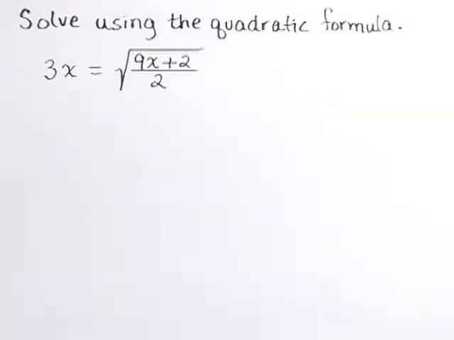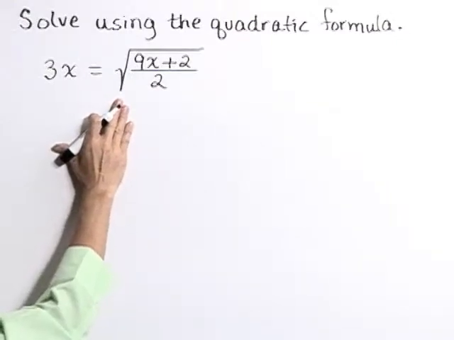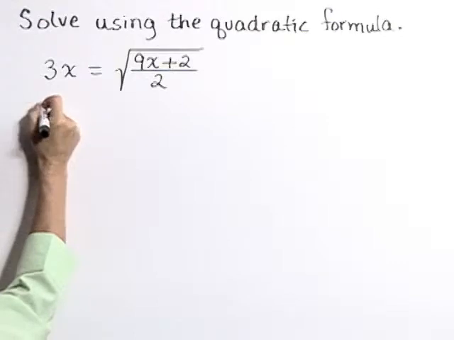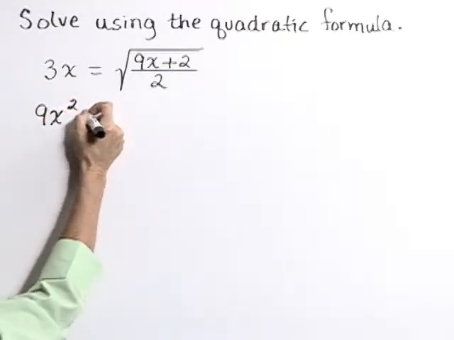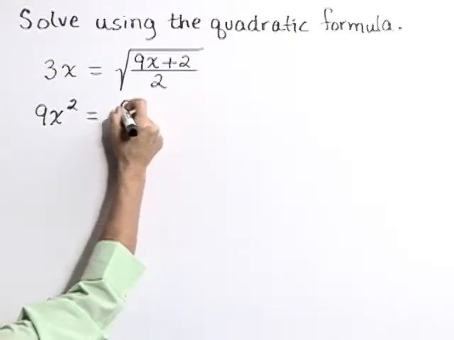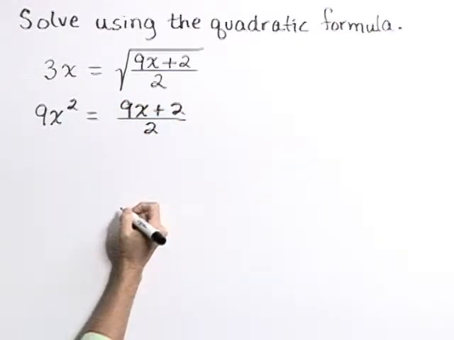Solve using the quadratic formula. The equation is 3x equals the square root of (9x plus 2) all over 2. We're going to start by eliminating the radical. We'll do that by squaring both sides. Square the left to get 9x squared. Square the right to eliminate the radical, giving (9x plus 2) all over 2.